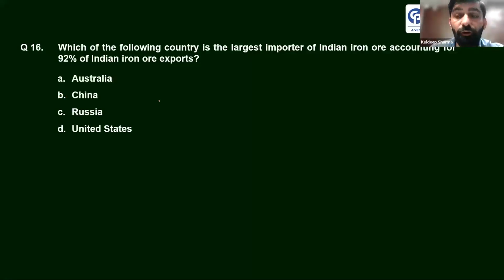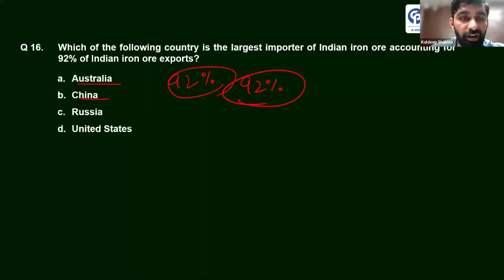Next question. Which of the following countries is the largest importer of Indian iron ore, accounting for 92% of Indian iron ore exports? India exports iron ore, and around 92%, more than 90% of it goes to one single country. You tell me the name of that country. Australia, China, Russia, and US.